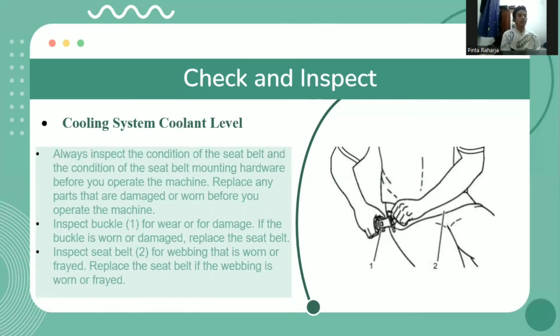always inspect the condition of the seat belt and the condition of the seat belt mounting hardware before you operate the machine. Replace any parts that are damaged or worn before you operate the machine. Inspect buckle for wear or damage. If the buckle is worn or damaged, replace the seat belt. Inspect seat belt for webbing that is worn or frayed. Replace the seat belt if the webbing is worn or frayed.